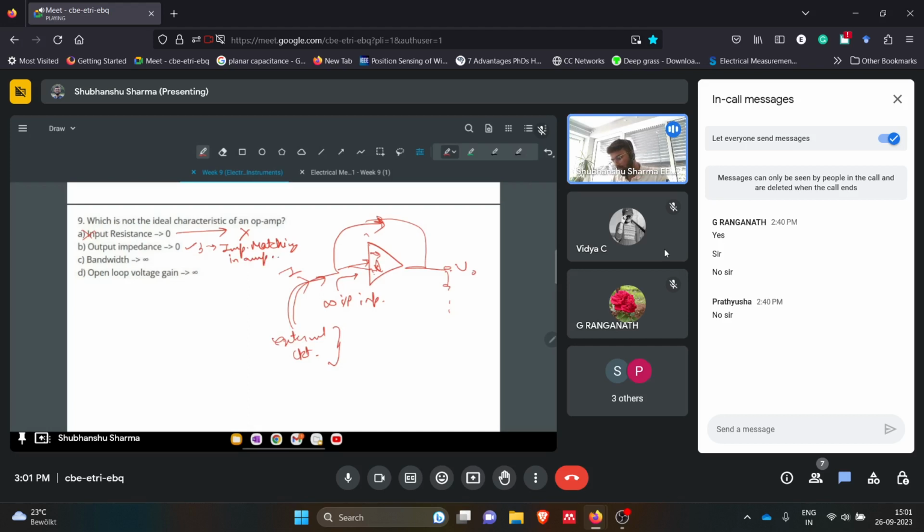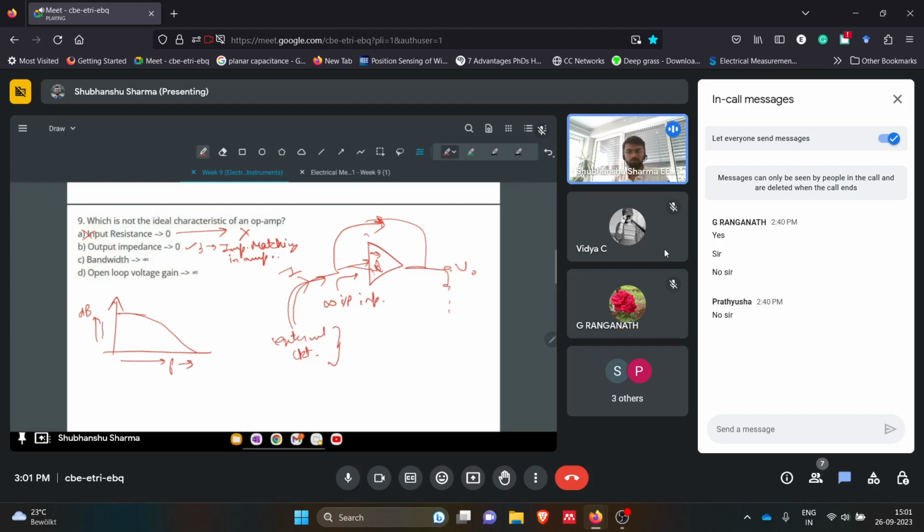Then bandwidth, like I told you when I was discussing the data sheets. Every op amp has this innate nature of acting as a low pass filter. Why do they act as a low pass filter? Because when you see their open loop characteristics, which you must have seen in the data sheet, it's like this. This is a dB scale with magnitude, how much it can amplify the input, and this is the frequency. So this is a kind of Bode plot.